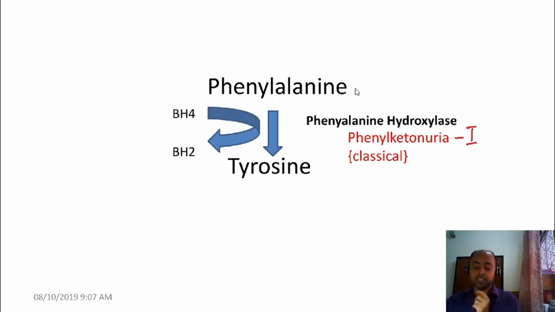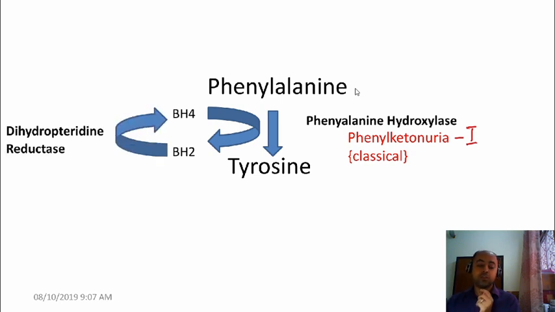For this reaction, we also require a coenzyme. The coenzyme required is tetrahydrobiopterin, which gets converted to dihydrobiopterin. The dihydrobiopterin has to be recycled into tetrahydrobiopterin; the main enzyme, not the only enzyme, but the main enzyme in this case is dihydropteridine reductase. In some individuals, there can be a defect either in the biosynthesis, which requires two enzymes, or in the recycling, which also requires two enzymes.